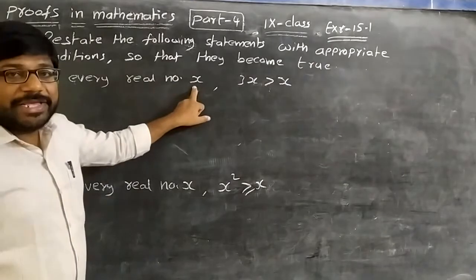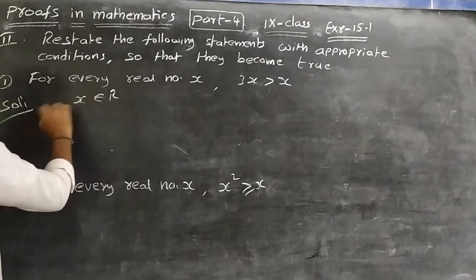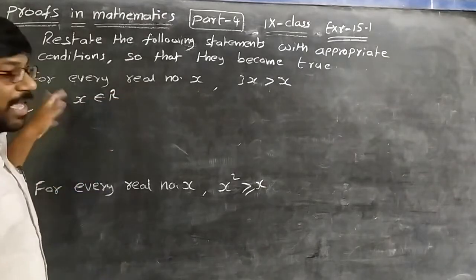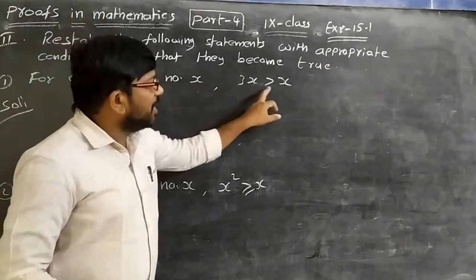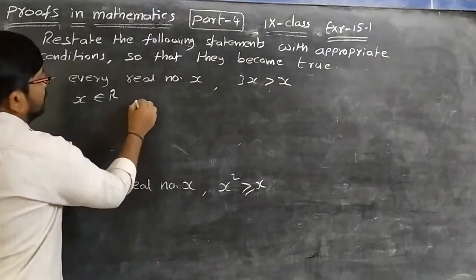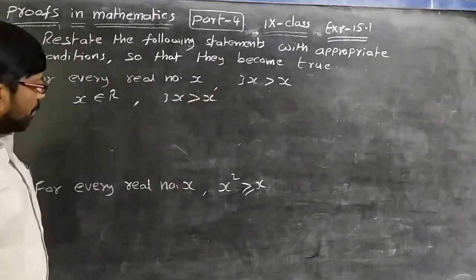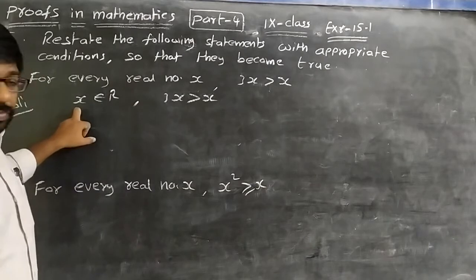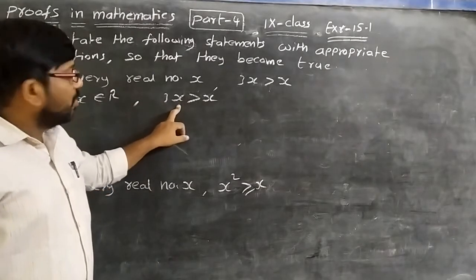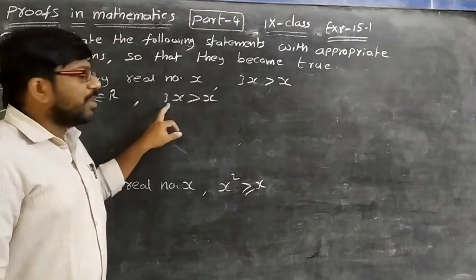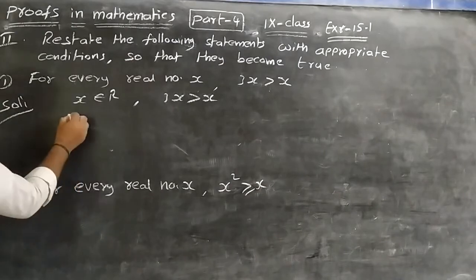X is a real number, okay? X belongs to R. R means a real number, any number, natural, whole, you can take any number, right? And the condition is 3x greater than or equal to x. Suppose we take x equal to 0: 3 times 0 is 0, and 0 is not greater than 0. So substitute values.